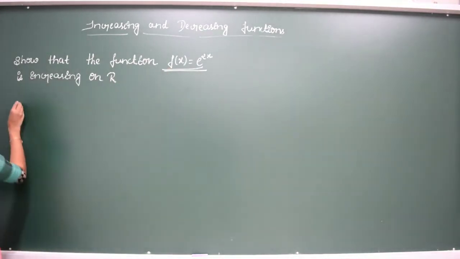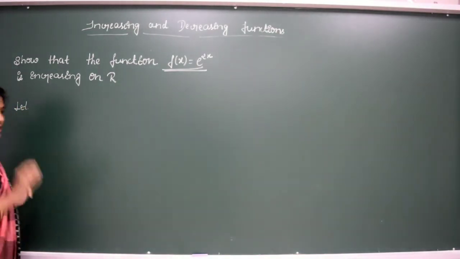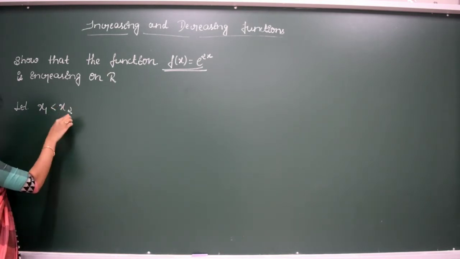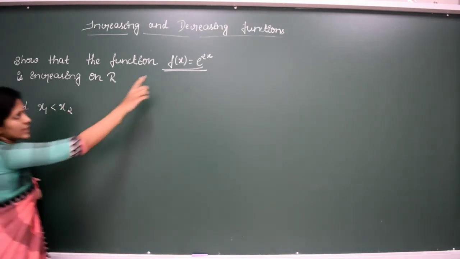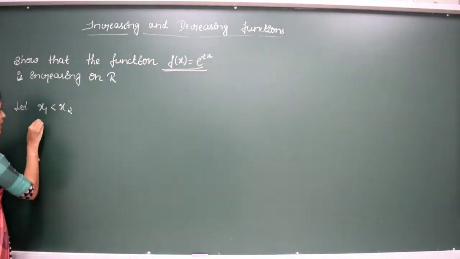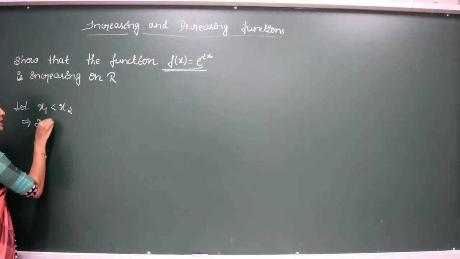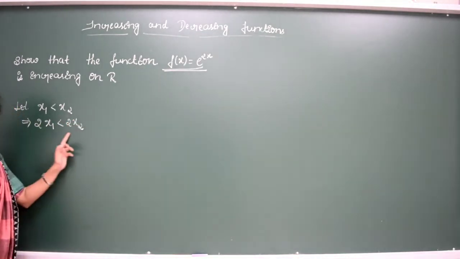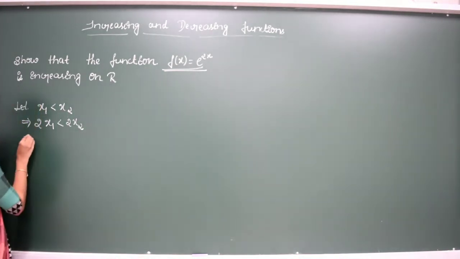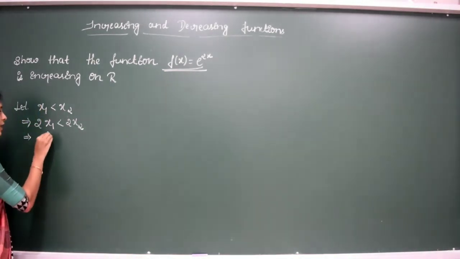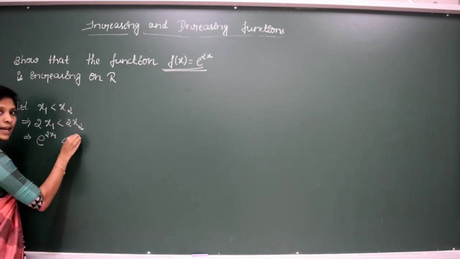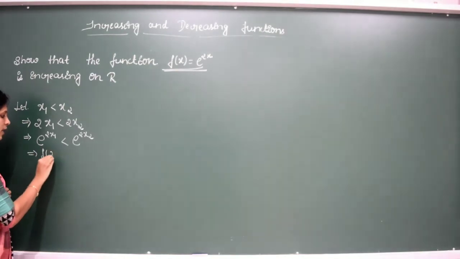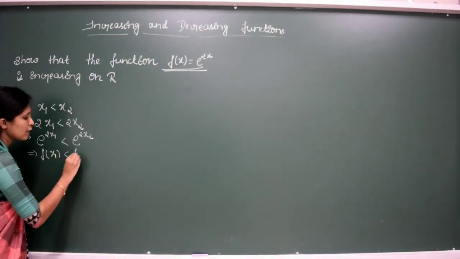See, at first I will prove this with the definition. Let x1 be less than x2, right? By this, e to the power 2x is there. So I can write that implies multiply by 2: 2x1 will be less than 2x2, right? Take exponential on both sides. So e to the power 2x1 will be less than e to the power 2x2. By this we can write f of x1 is less than f of x2.